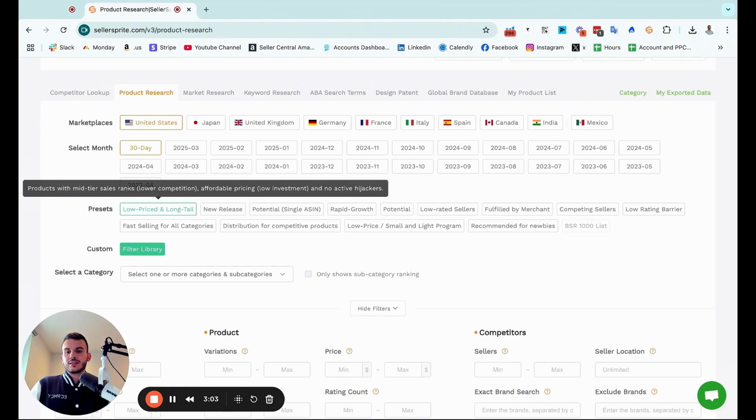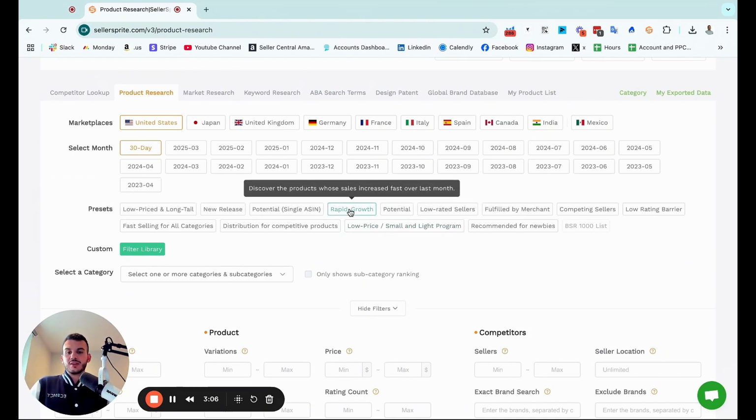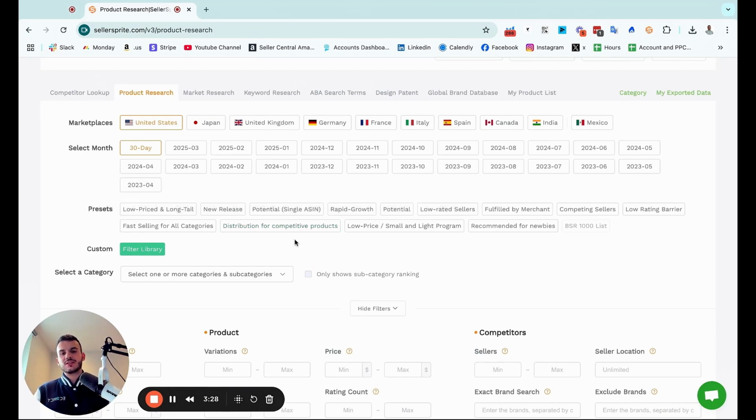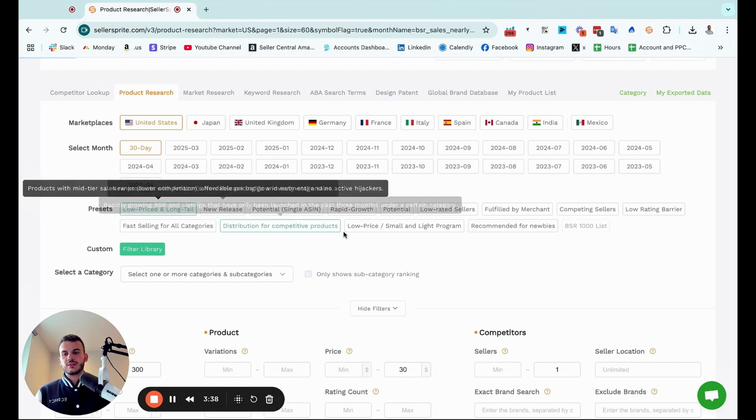The second one is rapid growth. This approach is looking for significant growth over the last couple of months. Then the other one I also like is distribution for competitive products. This allows you to understand how certain products are distributed equally across multiple products. This is very insightful because what you want to avoid is a category where one or two competitors are taking the market. So it gives you a lot of insight when it comes to that. And then, of course, the other one is fast selling for all categories. But for the example here, we're going to use low price and long tail.